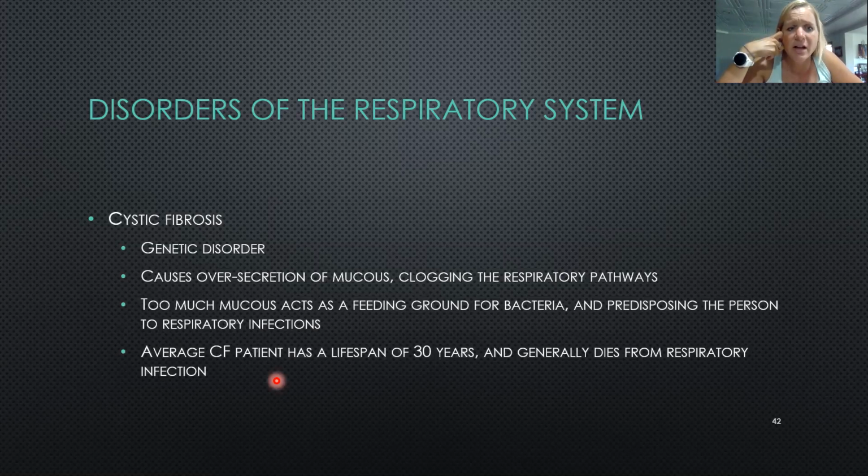For the average person, too much mucus, what's the big deal with that? Well, it acts as a feeding ground for bacteria, so this person will suffer many respiratory infections in their life, so it's super easy for them to get a respiratory infection. The average person with cystic fibrosis has a lifespan of about 30 years and generally dies from some sort of respiratory infection. So pneumonia, for example, bronchitis, those things are super easy for these people to get, and then very difficult to get rid of because of the mucus oversecretion.